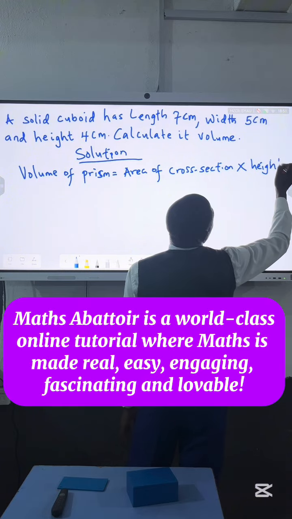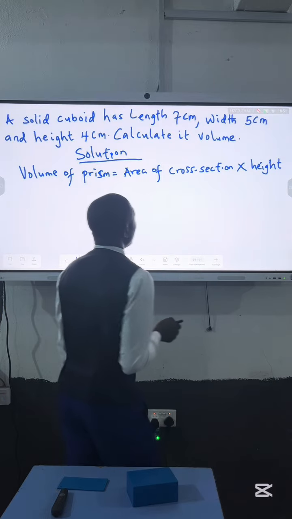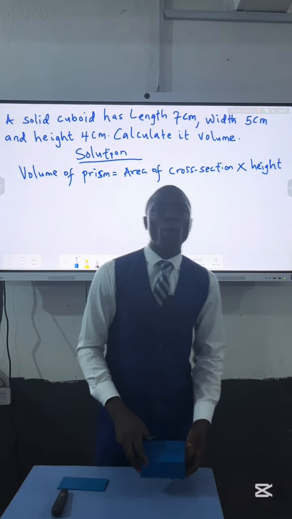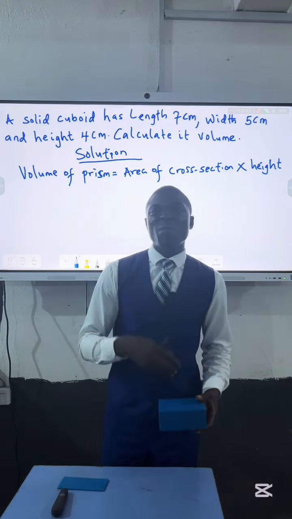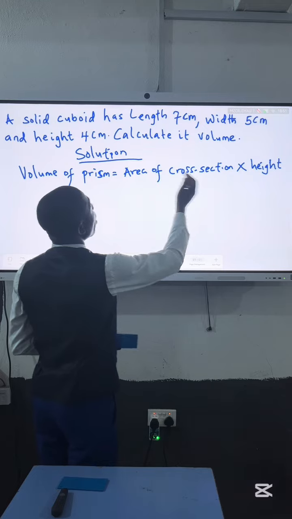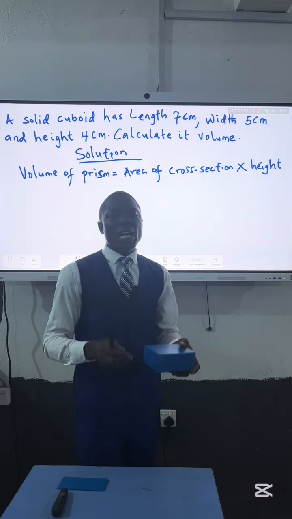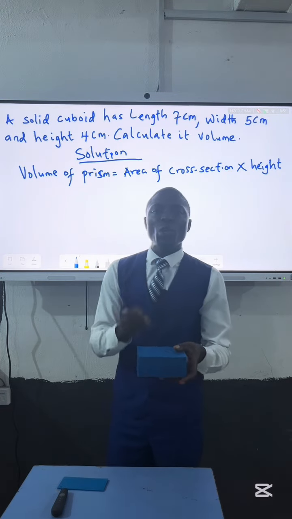Alright, so we multiply by the height. Now, the cross section of a cuboid is a rectangle. I treated that in my last video on solid shapes, so if you have not come across it, please search for it and watch it. You can search it across all social media platforms. That is, if you cut a cuboid along its length, by the time you take out one of the distinct shapes and look at it, the plane shape that you will see is a rectangle.